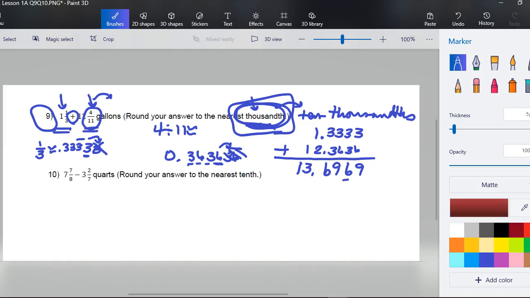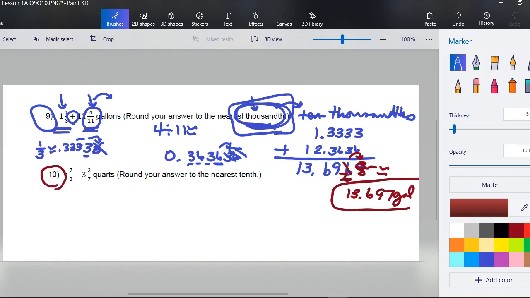So I'm going to change colors. It wants me to go to the thousandth, looking at the 9. That will make my 6 become a 7. Everything behind drops off. And I get 13.697 or 13 and 697 thousandths gallons.